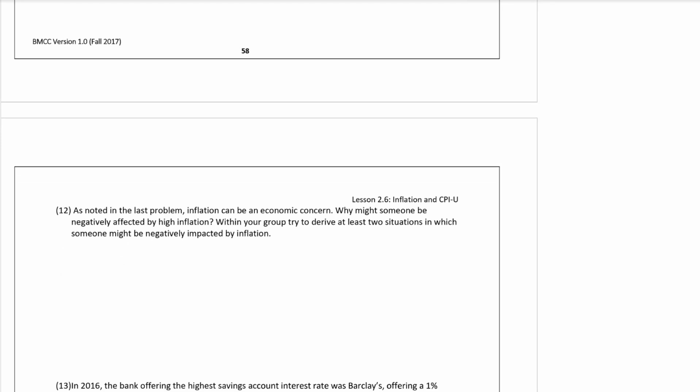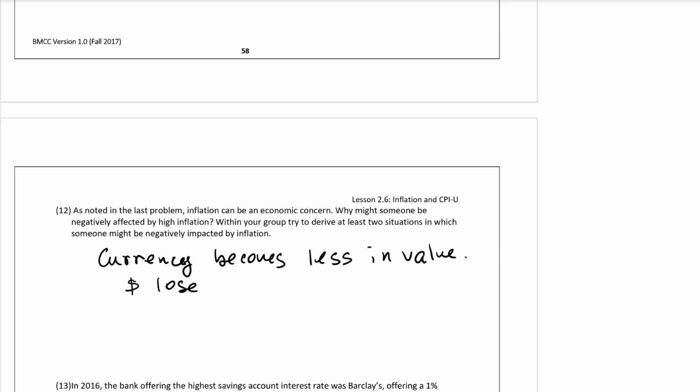All right, so let's go ahead and talk about this. Currency, the dollars, becomes less in value. So what happens if the money is not invested? The money just loses value. Currency becomes less in its value. So if you don't invest your money, if you have some savings, the money is basically going to eventually become less and less worthy. If you don't invest it, then you're losing the value of those dollars.